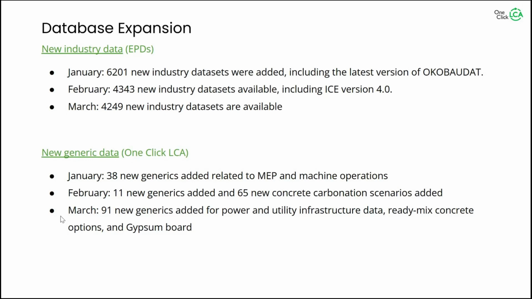2025 so far. Between January, February, and March of this year, we added almost 15,000 new industry data sets, or EPDs. We've also been adding new generic data as well. Where potentially there are gaps in the data, One Click LCA will create generic data. There we've added about 150 or so data sets for different types of materials, and potentially they will be of use to you in some of your projects as well.